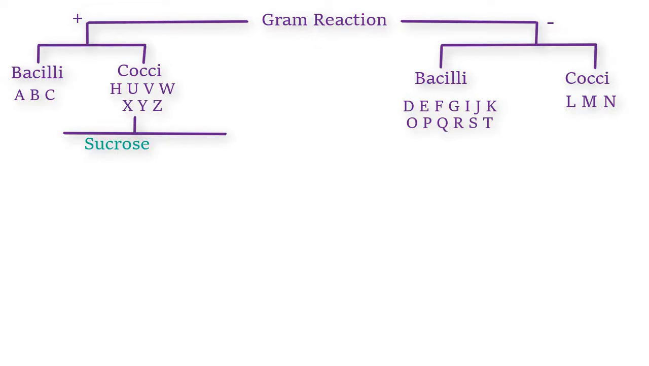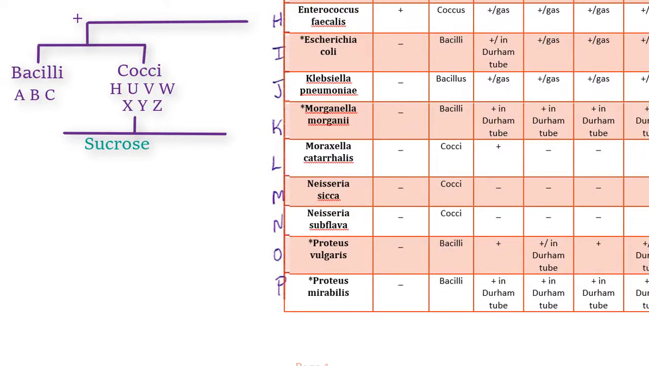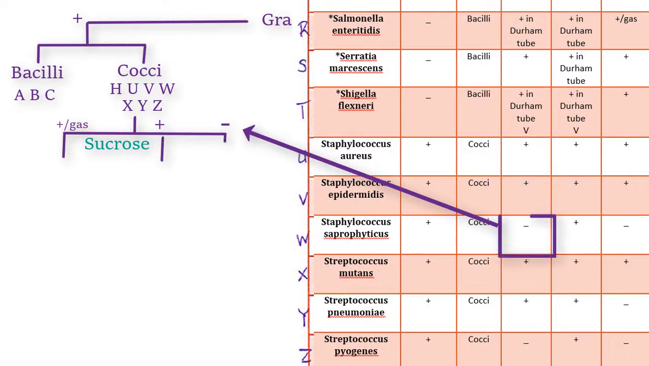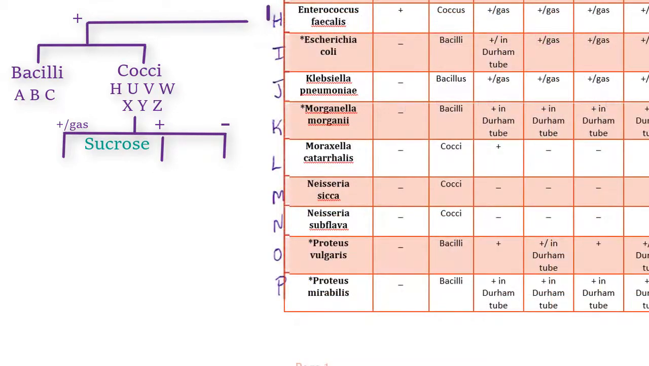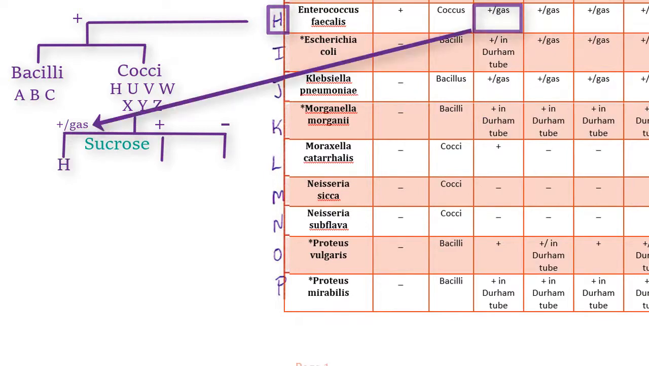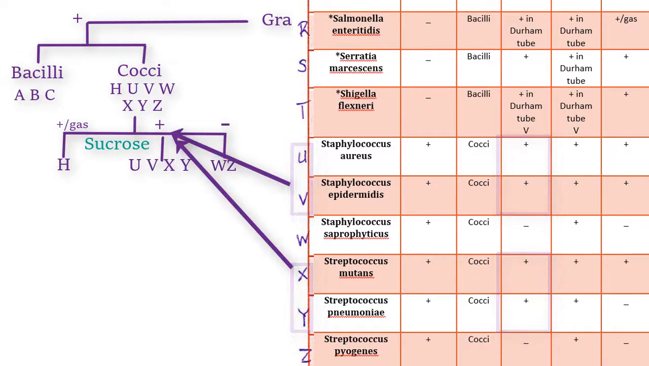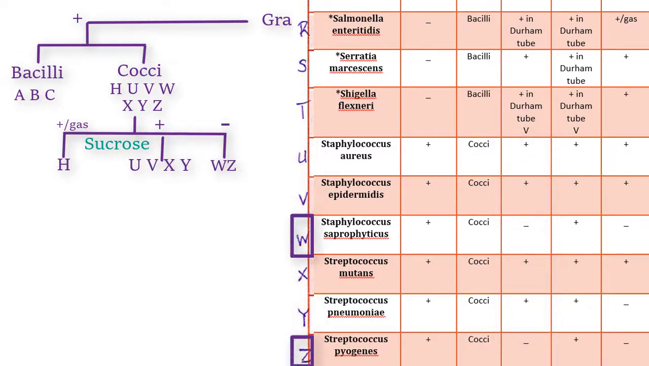So looking back on this chart, I notice I have several possibilities. One of them is positive with gas, one of them is a positive reaction, and the other one is a negative reaction. Follow along on your master reactions chart and determine which one fits in which category. Notice H is positive with gas. U, V, X, and Y are all positive, and W and Z are negative.